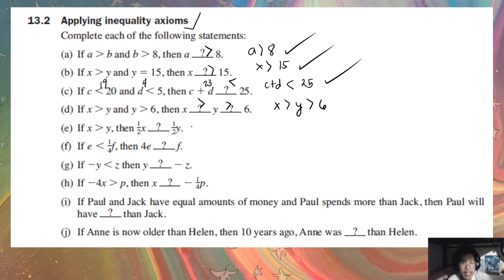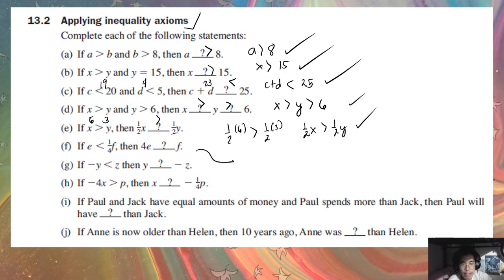Okay, for this one, if X is greater than Y, then 1/2 of X is blank of 1/2 of Y. Now for this one, we can try to substitute values. Let's say for example that this is 6, and let's say that this is 3. So if we have 1/2 of 6 and 1/2 of 3, which of them would be bigger? Most likely it's going to be the value of X. So therefore for this one, 1/2 of X would be greater than 1/2 of Y.